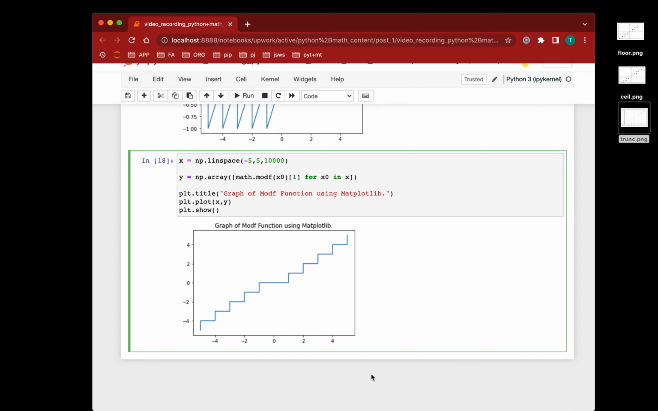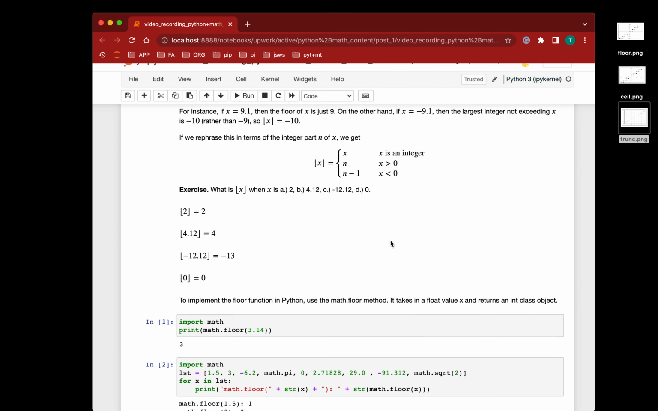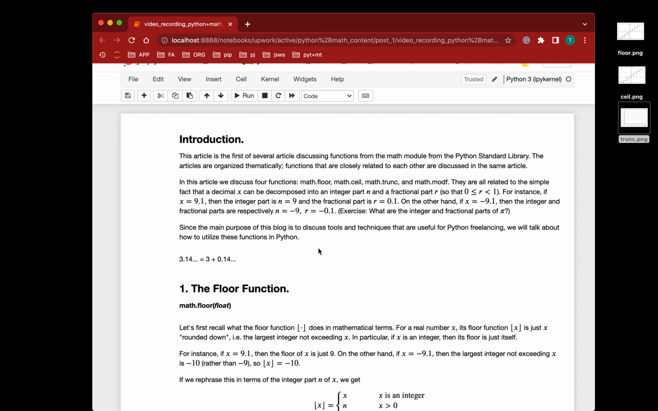So I guess that's it for today. We went over all four functions, the floor function, ceil function, trunc function, and the modf function. And to cap it off, again, they're all related to the fact that you can write a real number x in terms of its integer part and its fractional part. And these functions are just ways of manipulating these in the Python library.